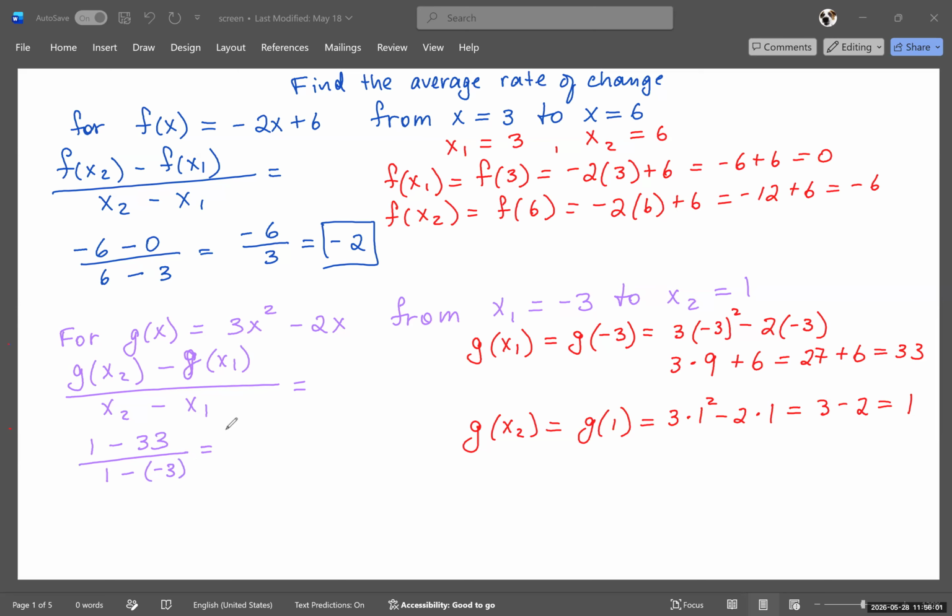So that would be 1 minus 33, that's a negative 32, divided by the double negative that we have on the bottom. This double negative right here turns into a plus. So it's really just 1 plus 3 on the bottom, so that's 4. So overall, negative 32 divided by 4, that is a negative 8.